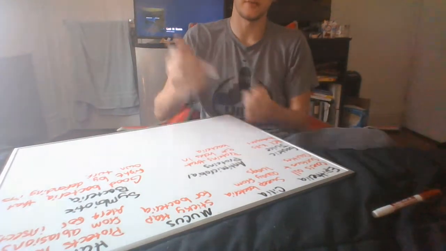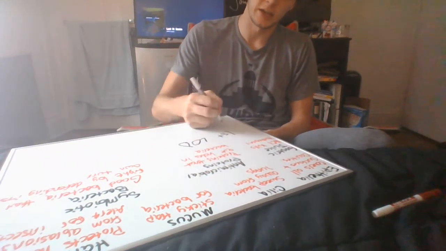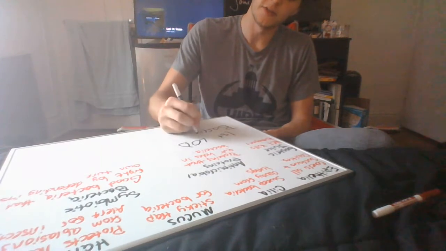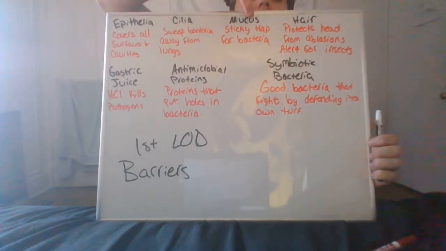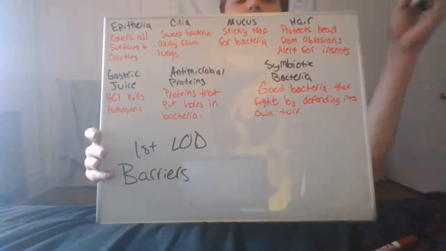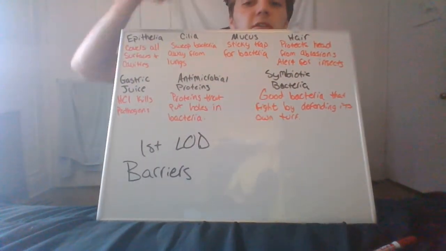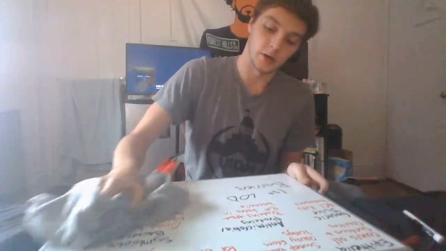Okay, so this is the first line of defense. First line of defense, LOD, line of defense, okay? And this first line of defense, again, is called barriers. These are physical barriers to pathogens, okay? So again, we have epithelia, cilia, mucus, hair, gastric juice, antimicrobial proteins, and symbiotic bacteria. And again, our mnemonic is eat corn more heavily, good ass sleep. That's what it is. That's mine, at least. You're more than welcome to create your own, but that's the one that I use for that one. And then moving on to the second line of defense here.